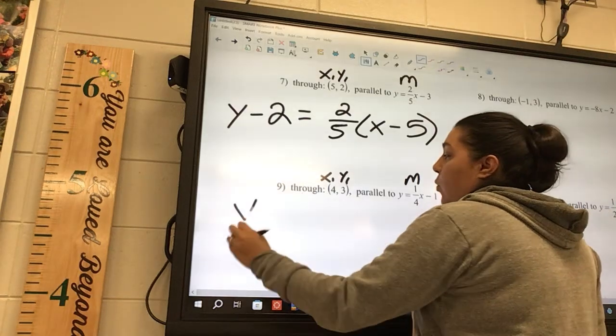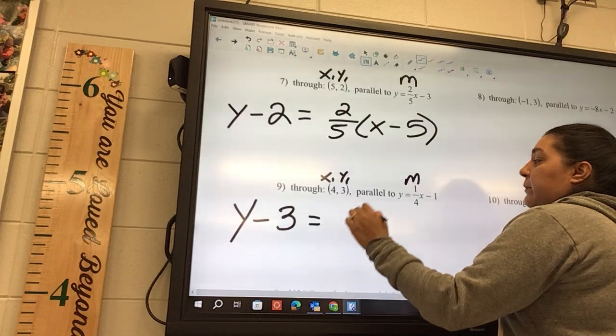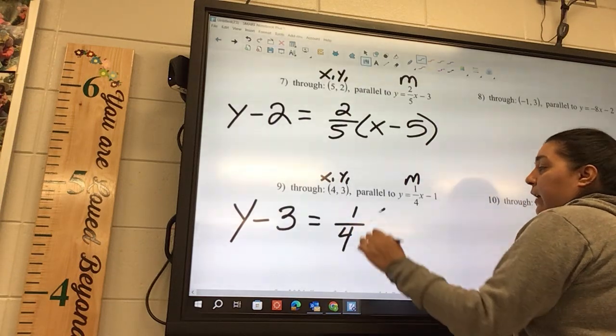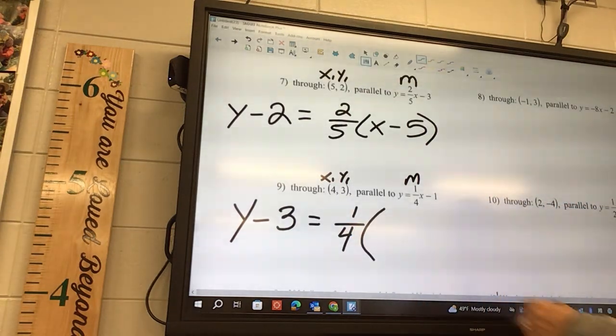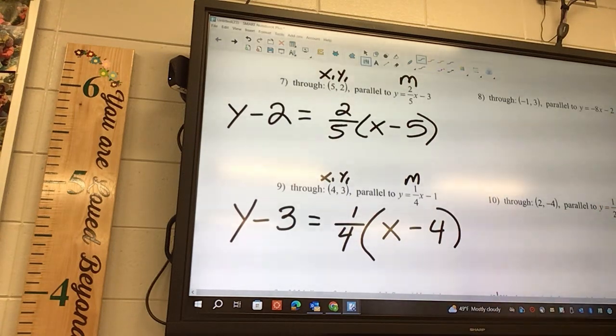Okay, number 9, I got x1, y1, and my m. So it's going to look like y minus my y1 is 3 equals my m. Again, I'm doing parallel. That's the only reason I'm keeping the m the same. x minus my x1 is 4. Okay, do we have any minuses? No.